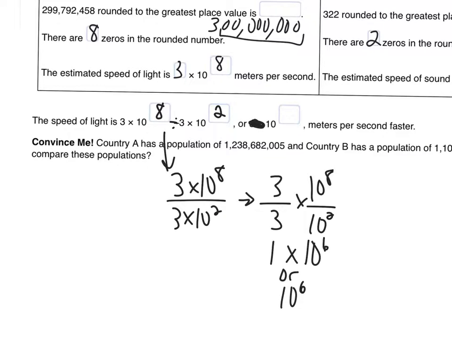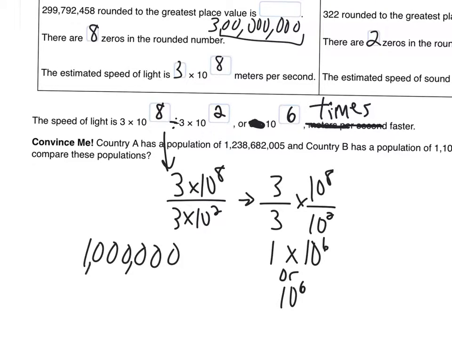So this should just be 10 to the 6th meters per second. Or actually 10 to the 6th times faster, we could say, with what we're doing here. If we divided them, 10 to the 6th times faster. So that'd be like 1,000,000 times faster.